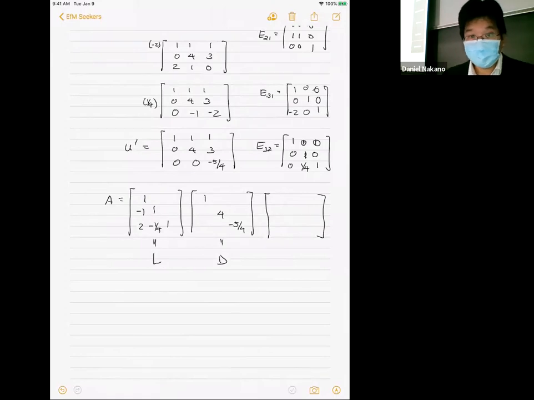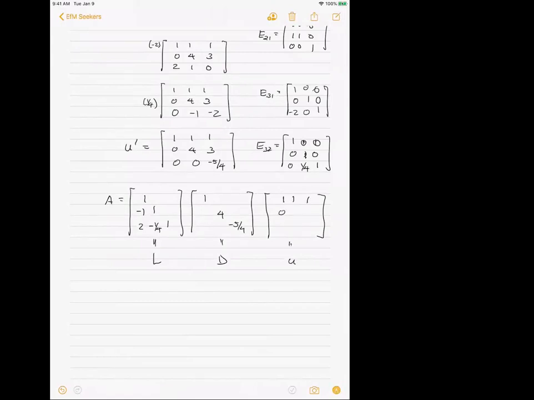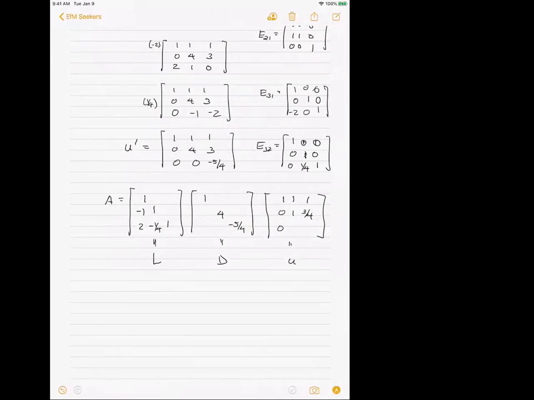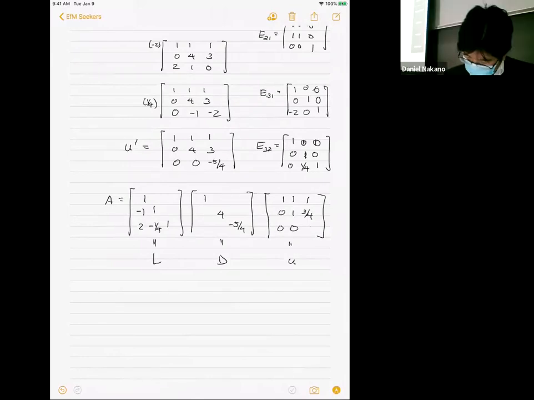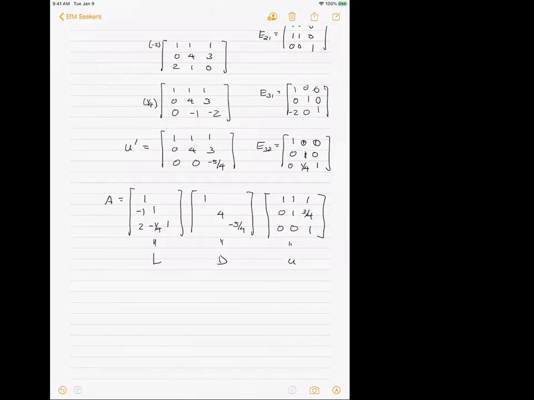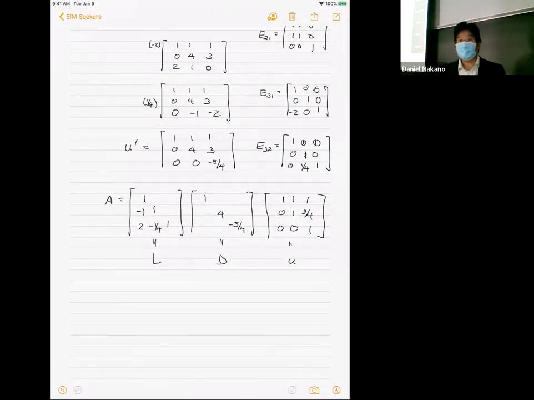Now we have to compensate by dividing all the rows by the diagonal entries in D. So we get 1, 1, 1. What's the next row? Anyone? 0, 1, 3/4. Good. And then the next row after that? 0, 0, what? 1. Good. Okay, any questions on how we did this?